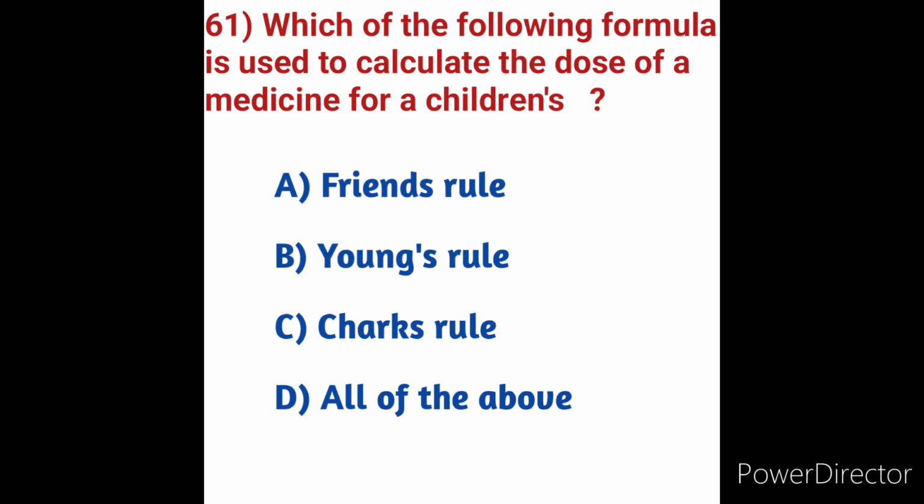For example, Evans formula, Clark's rule, Young's rule, Fried's rule. These are some types of formulas used to calculate the dose of a medicine for a child. Evans formula is a resuscitation formula used for patients with severe burn injury. This is based on the body surface area damaged and body weight. This is related to the burns formula. Evans formula is used for calculating the drug in case of burns.